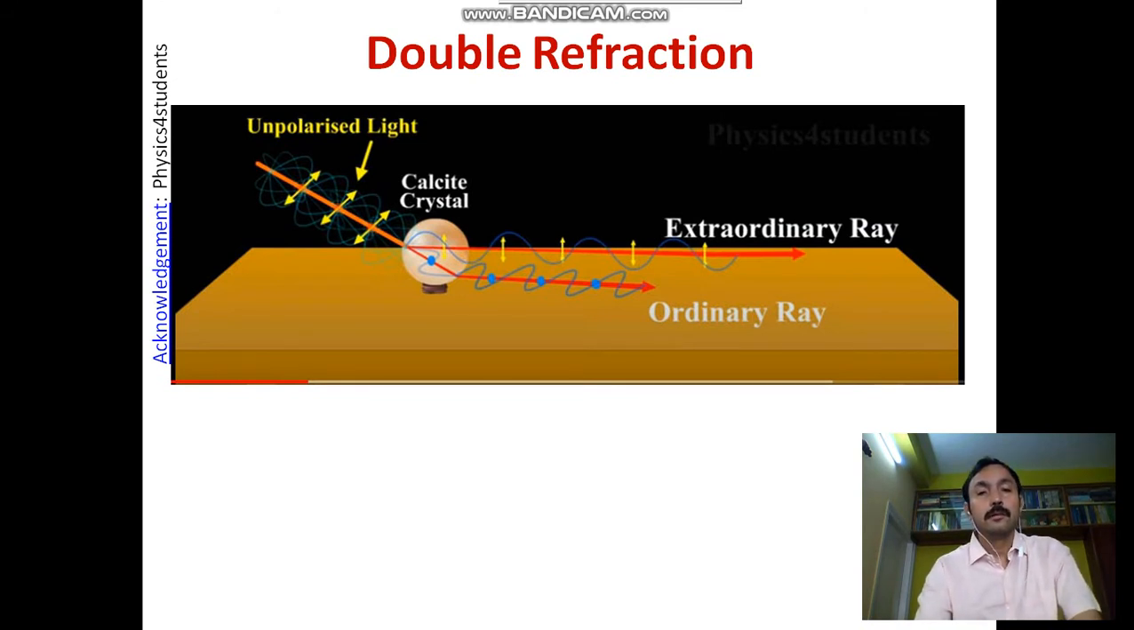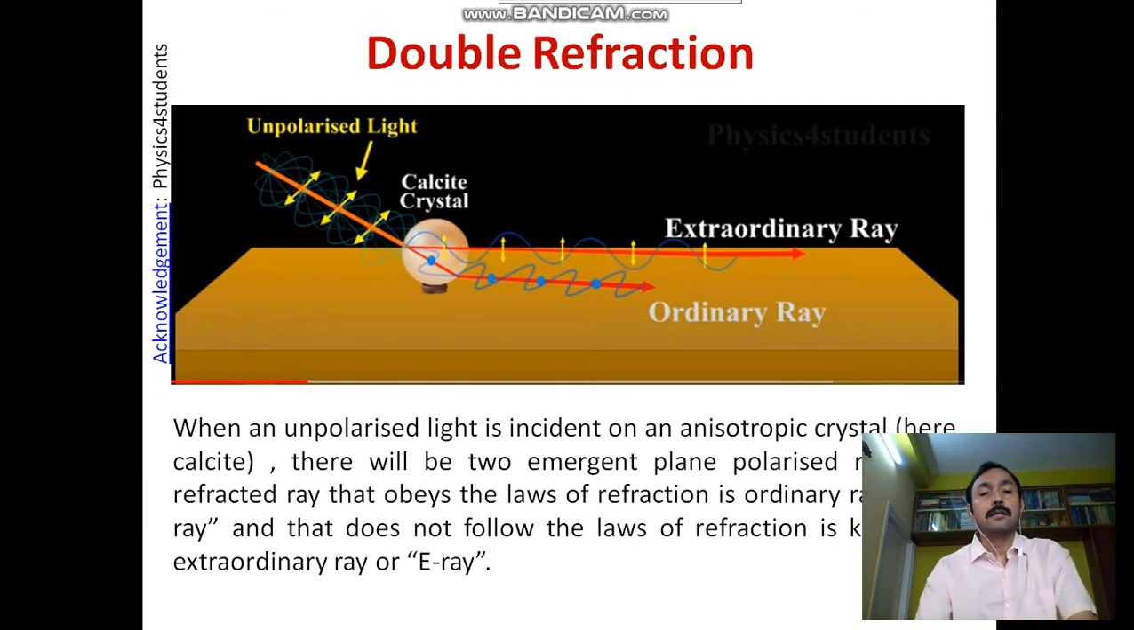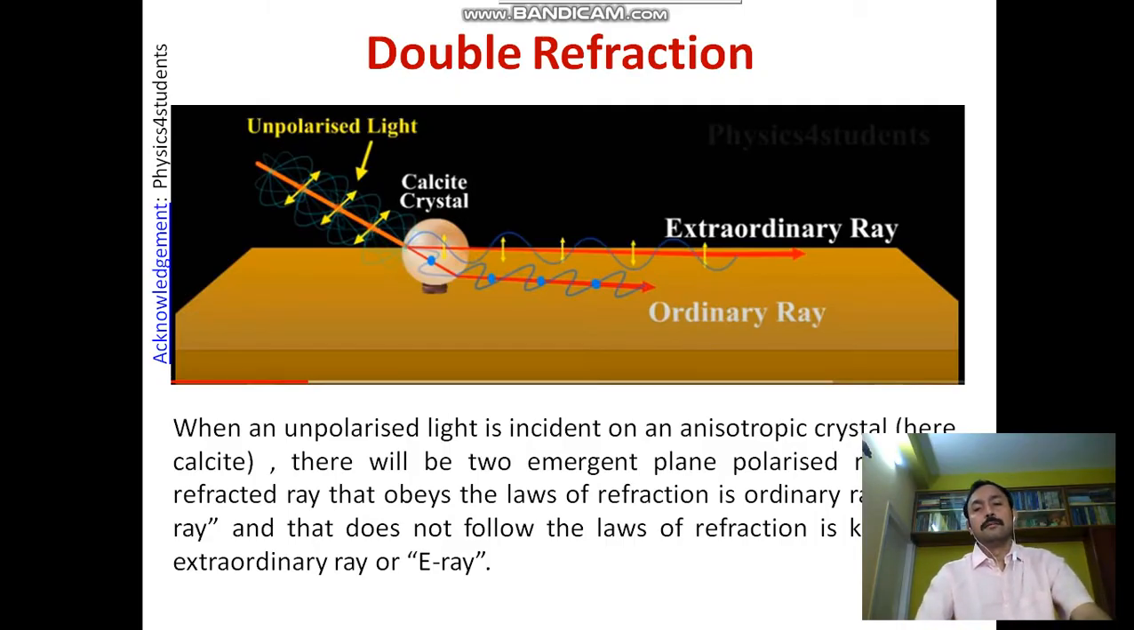Double refraction. When unpolarized light is incident on an anisotropic crystal, for example calcite, here we are using calcite crystal, there will be two emergent plane polarized lights. The refracted ray that obeys the laws of refraction is the ordinary ray. This is the ordinary ray, and the one that does not follow the laws of refraction is known as the extraordinary ray or E ray.